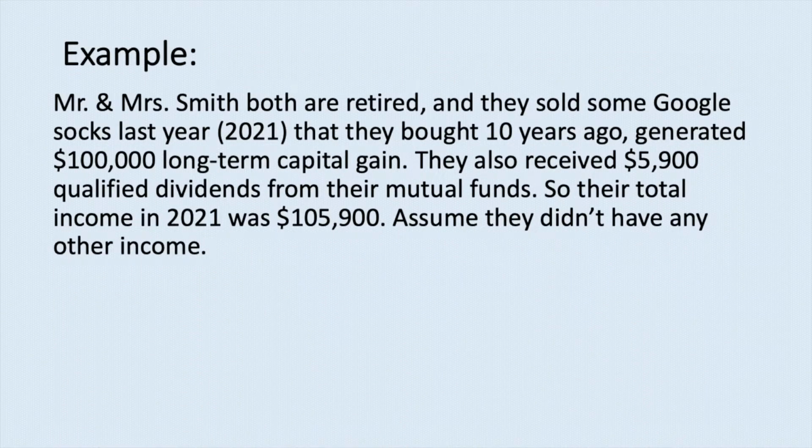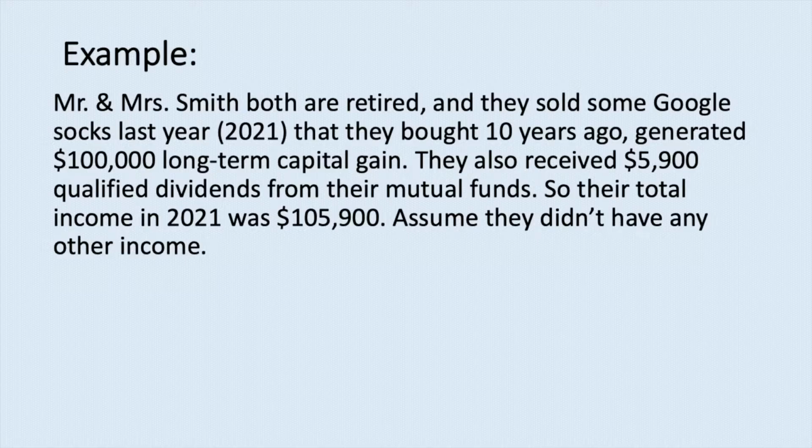So I created this example here. Say Mr. and Mrs. Smith both are retired. They sold some Google stock last year, 2021, which they bought 10 years ago, and it generated $100,000 long-term capital gain. They also received a 5,900 qualified dividend from their mutual funds. So their total income in 2021 was $105,900. Assume they didn't have any other income.